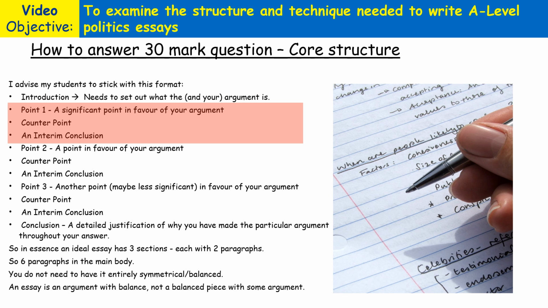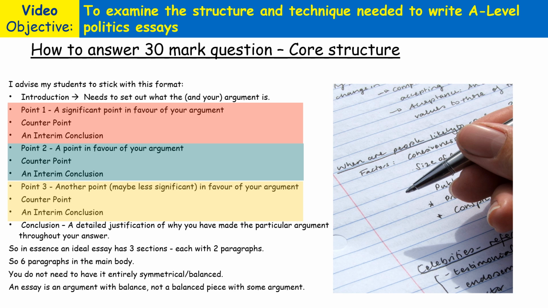conclusion. So the first section, you need to include an argument in favour of what you're going to be putting across in your answer, a counter argument, and then a mini judgment at the end, or an interim conclusion. Then you need, in your second section, another point in favour of your argument, a counter argument again, and then a mini judgment. And then finally, in your last section, maybe the least significant point of your 3 arguments, a counter argument, and then again a mini judgment.